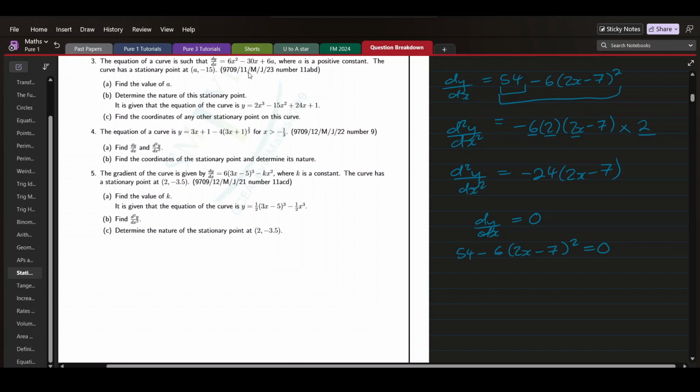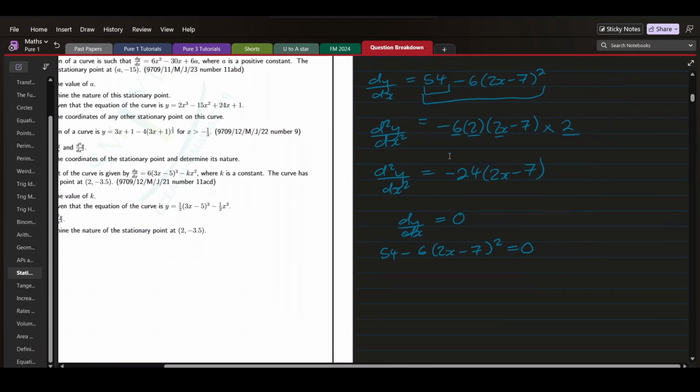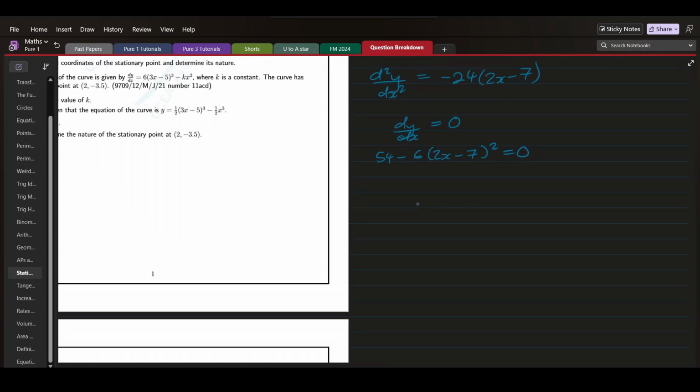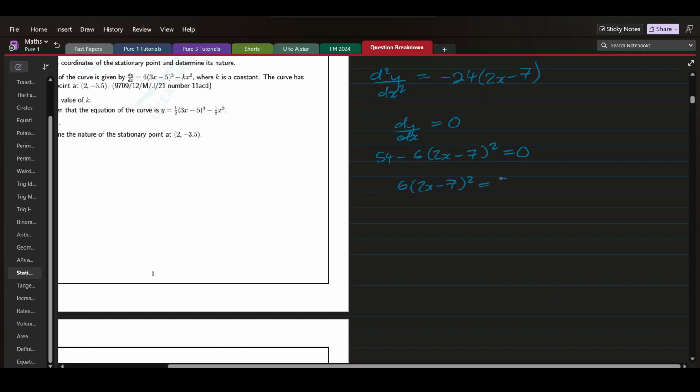Now notice how this is in a completed square form. So we can solve this quadratic using the completed square form method. So this becomes 6 times (2x minus 7) squared is equal to 54. Divide both sides by 6. (2x minus 7) squared is equal to 9. Take the square root of both sides. So that's square root here, square root plus or minus.